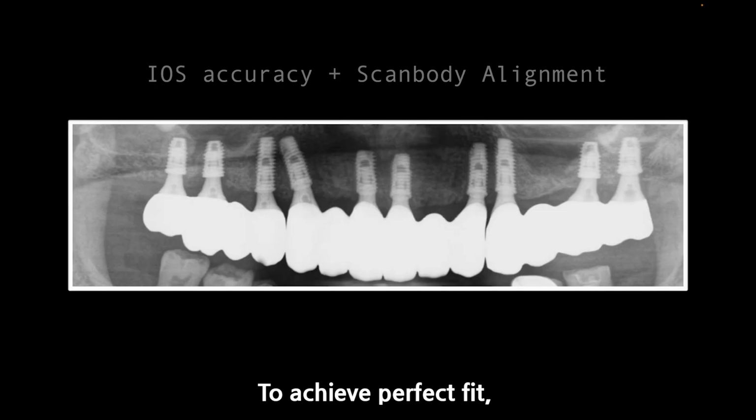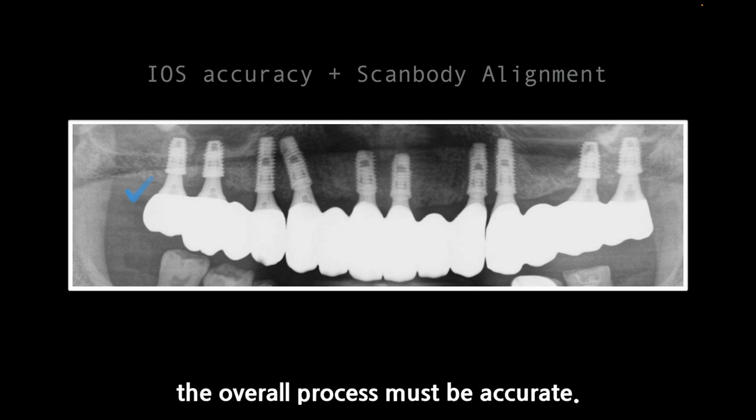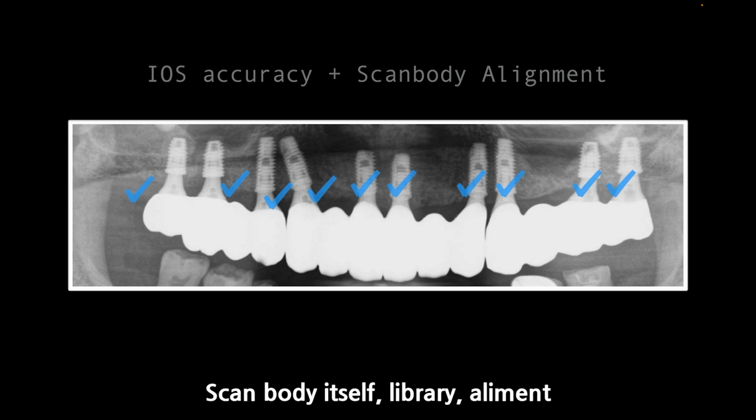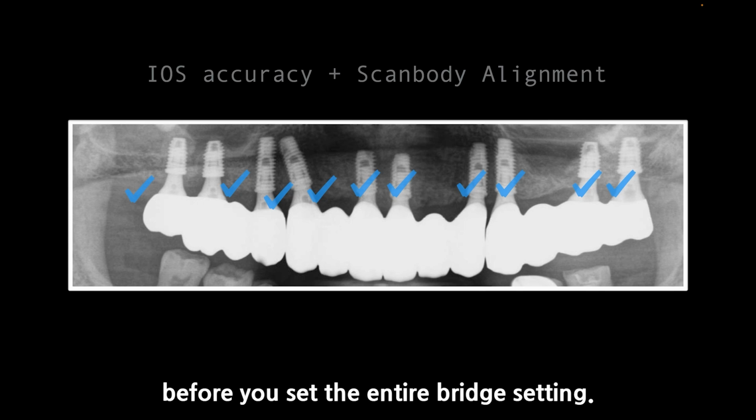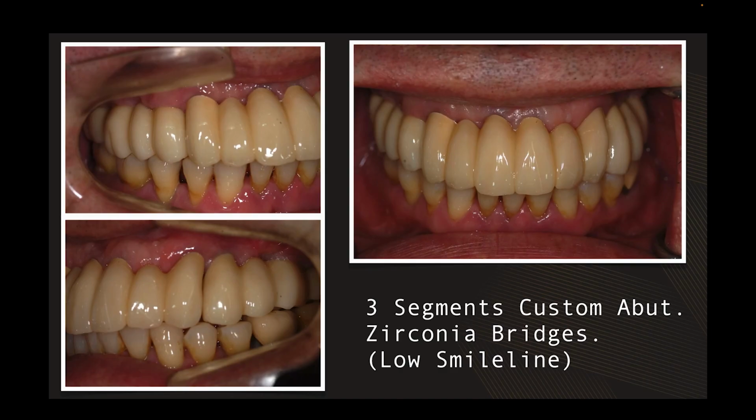To achieve perfect fit, the overall process must be accurate. Scan body itself, library, alignment and milling are important. You should check each abutment in internal fitting before you set the entire bridge setting. This is the final prosthesis.